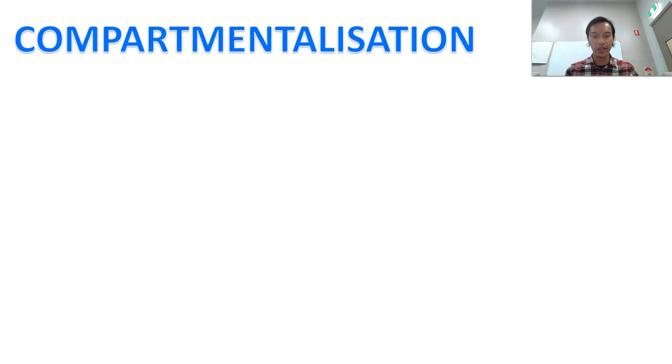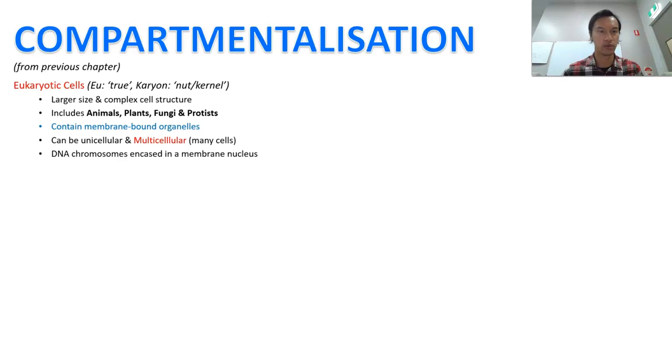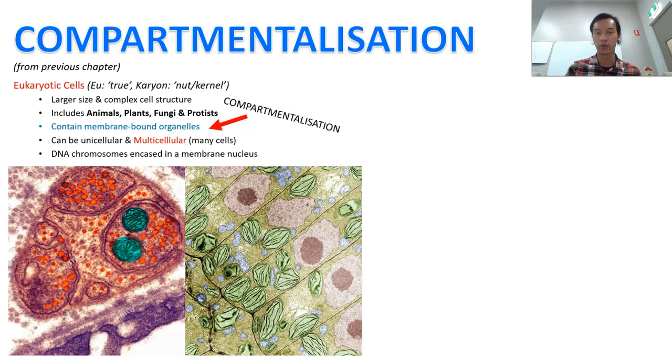Now, when we think about cells, we also have to think about compartmentalization. In the previous chapter, we talked about one of the key characteristics of eukaryotic cells, that they contain membrane-bound organelles. This particular trait is called compartmentalization, compartmentalizing yourself into different parts. Here is a diagram and an electron micrograph of an animal cell and a plant cell, and if you look very carefully, there are lots and lots of little structures inside our cell.